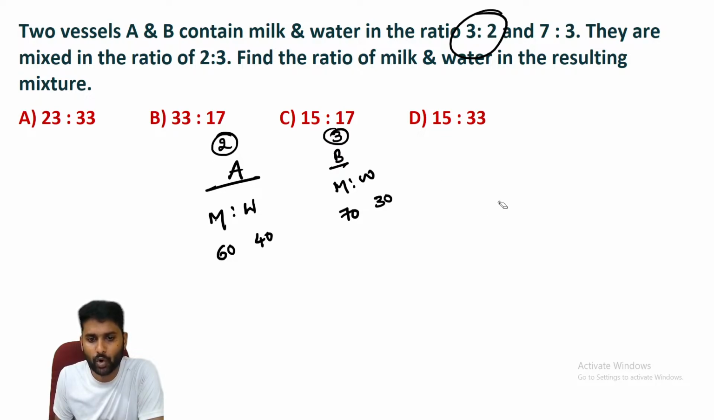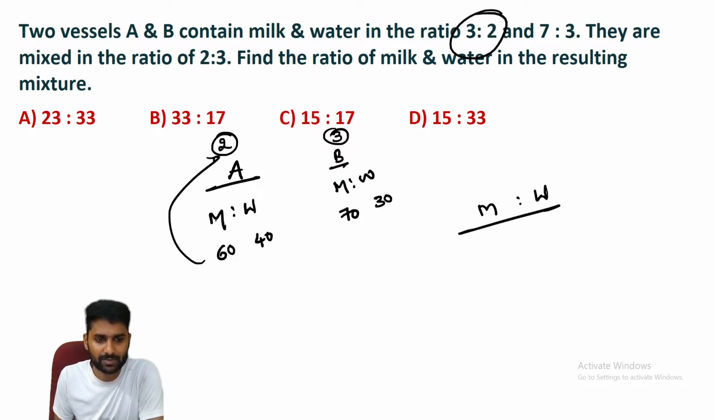Now what is the ratio of milk and water? Now see, 60 is multiplied with the 2 units. Exactly, we are taking how much percentage exactly? 120 units. Same way, 70 is multiplied with the 3, which is exactly equal to 210.